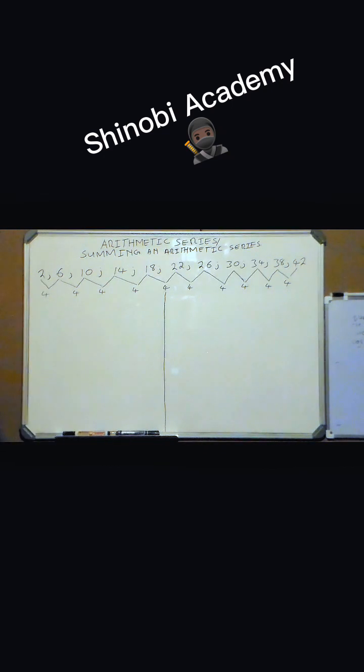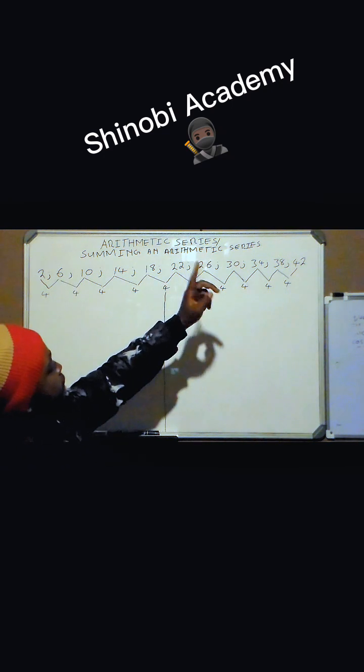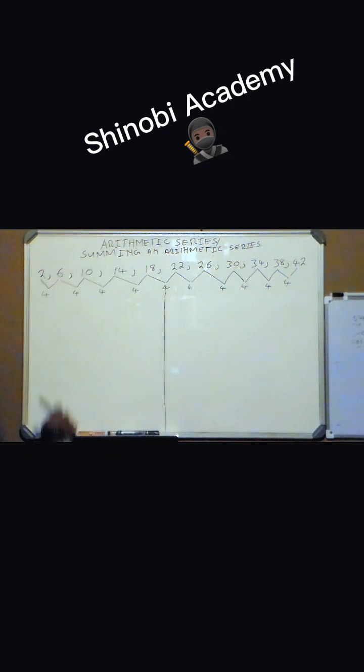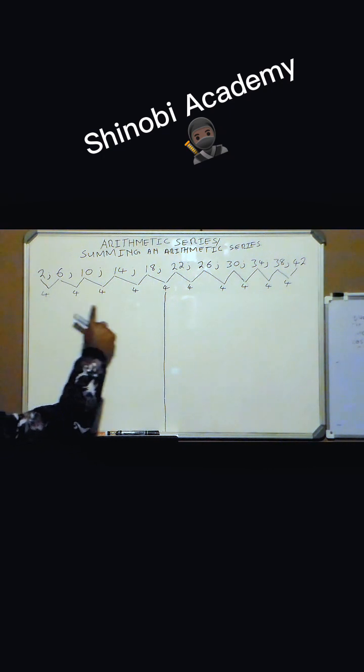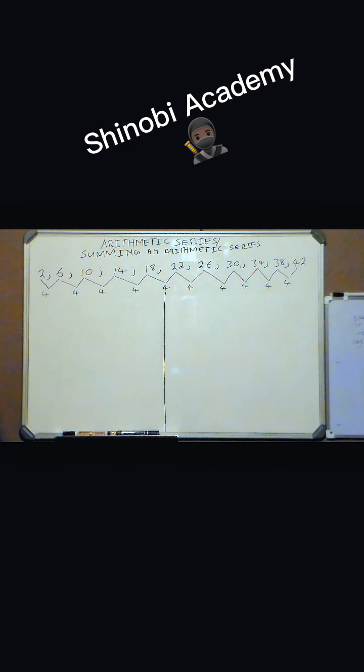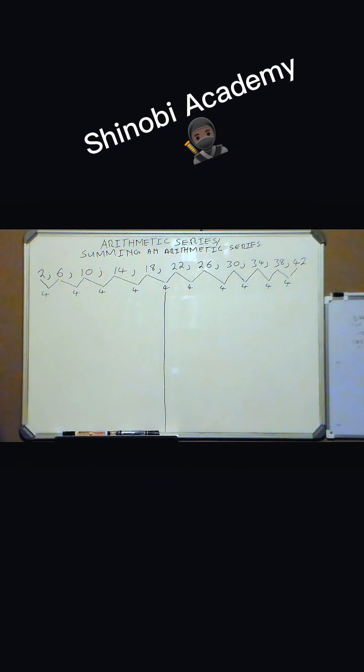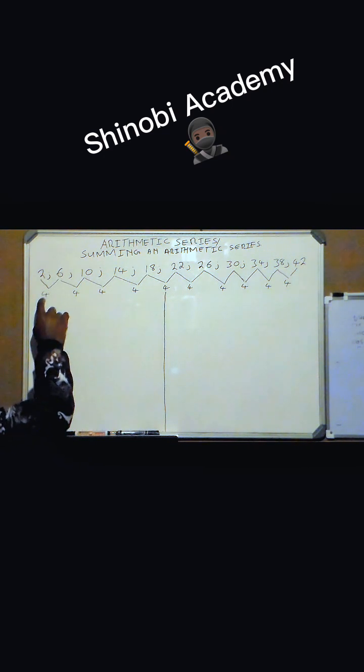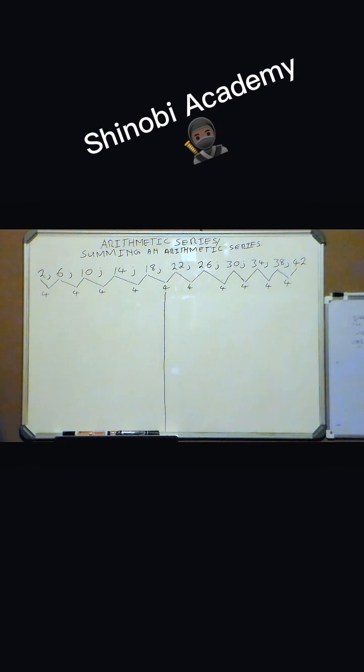By looking at this sequence on the board, how many terms do we have? 1, 2, 3, 4, 5, 6, 7, 8, 9, 10, 11 terms, right? And since there is a constant difference between every successive term, we can conclude that this sequence is arithmetic. Don't forget, in order to deal with an arithmetic series, you have to have an arithmetic sequence. So you have to check whether your sequence is arithmetic or not. Since this is an arithmetic sequence, like any other sequence, we can find the sum of the first n terms by just adding the terms that make up the sequence.